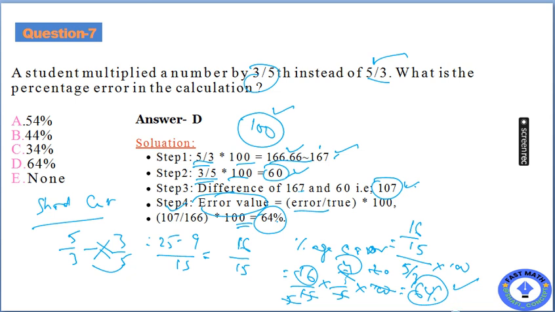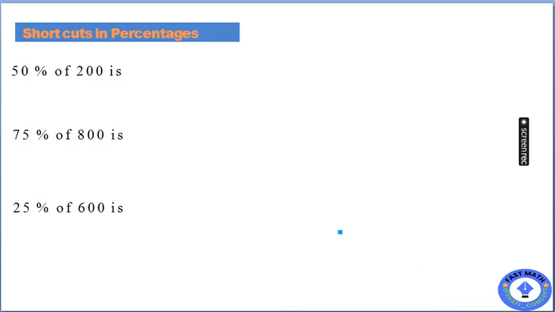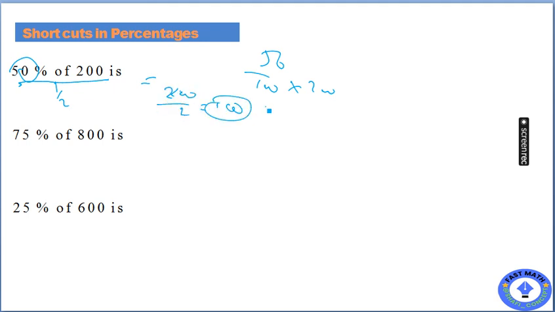You understand? Finally, I am giving you some tricks in percentage. These are some of the problems. If you are given any problem like 50% of 200, you don't need to write 50 divided by 100 into 200. Just go with 50% being nothing but half. Just 200 divided by 2. The answer will be 100. This is the shortest way.